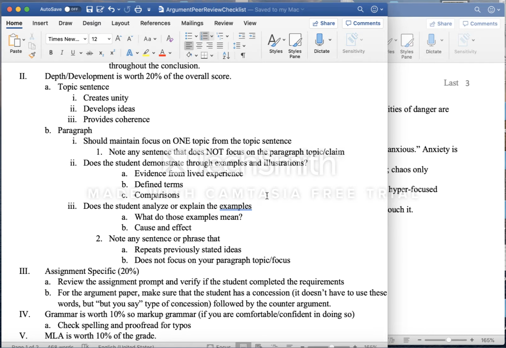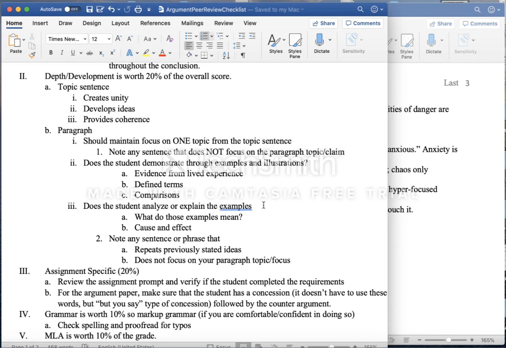So one of the problems with this particular assignment is students want to rant. There's something that pisses us off. We're trying to correct a misinterpretation, and we just want to kind of verbally yell on the page. That's not providing examples and illustrations. So the evidence comes from your lived experience. Make sure to define terms that somebody else might not be familiar with, and you can make comparisons if that makes your job simpler. Does the student analyze or explain the examples?